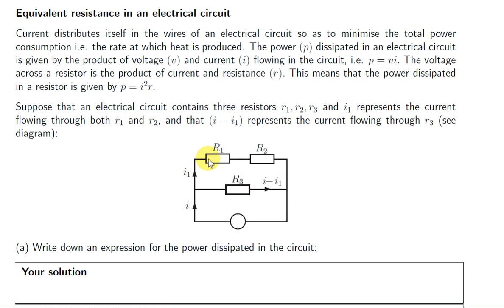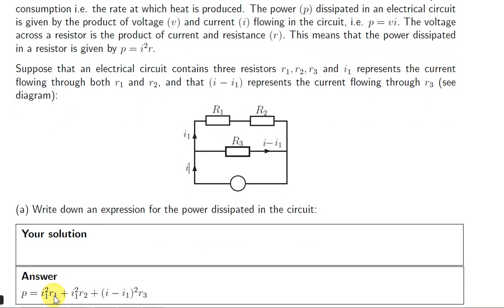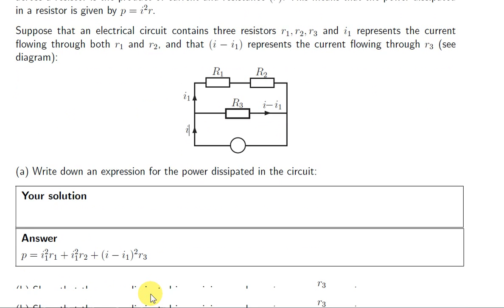Anyway, to get the power dissipated in the circuit due to this resistor, we multiply I1 squared by R1. So that's the term we have here. And since I1 flows through this resistor as well, these two resistances are in series, the power dissipated due to I1 flowing through R2 is I1 squared R2, and the power dissipated due to this resistor is the current flowing through it, I minus I1 squared, times the resistance of it, which is R3.